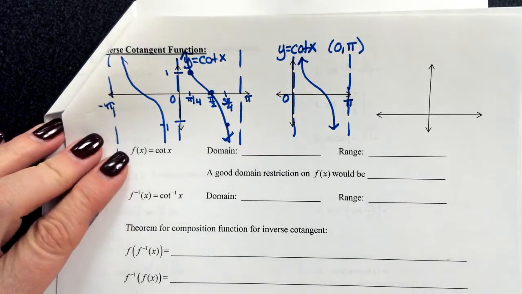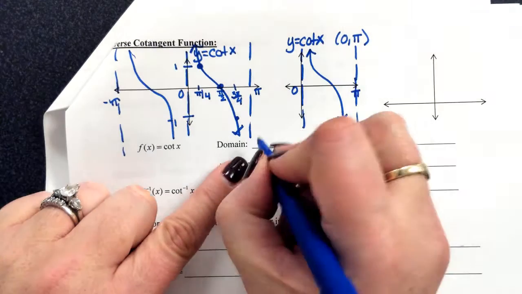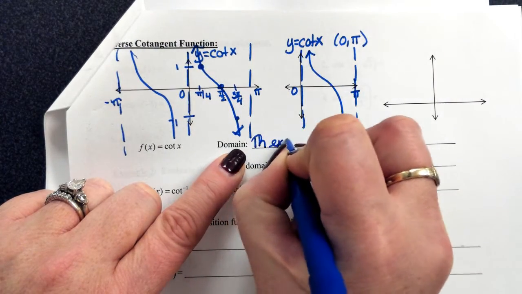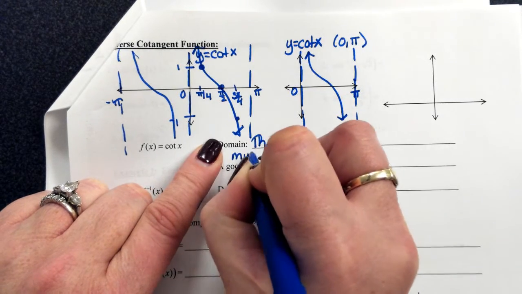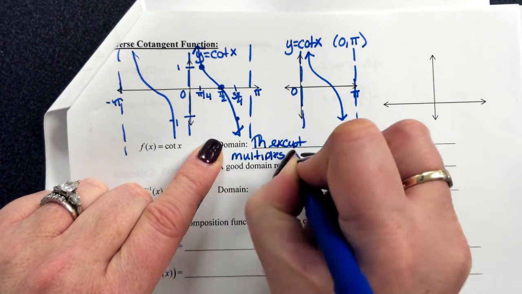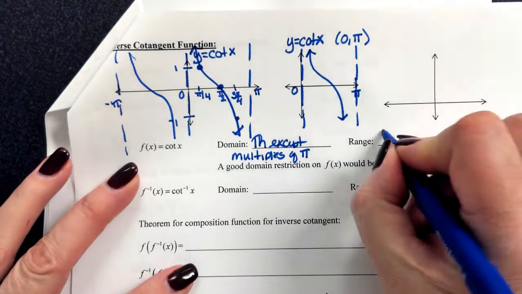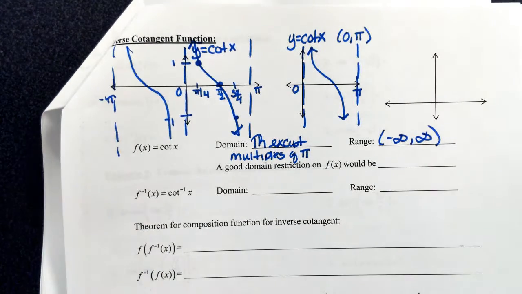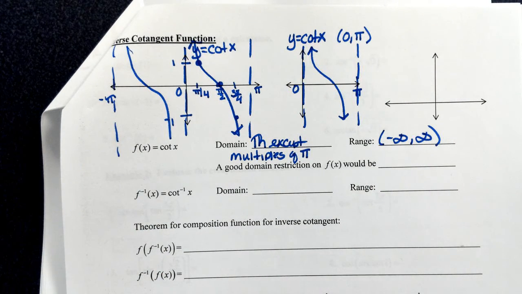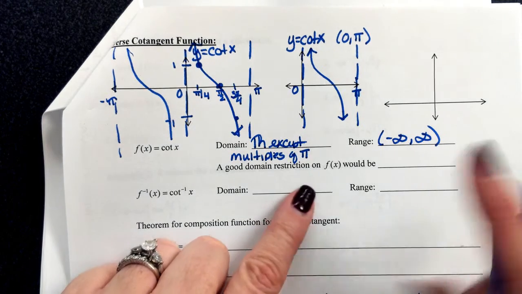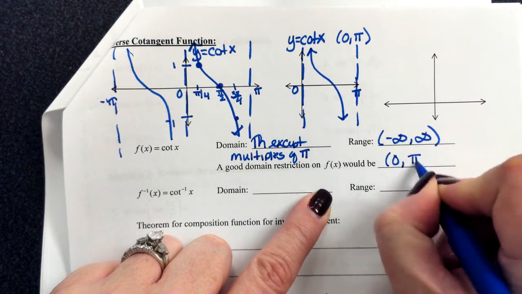So remember, for cotangent of x, without the domain restriction, the domain was all real numbers except multiples of pi. So that's the domain of the cotangent that we studied with the parent function. Any multiple of pi, 1 pi, 2 pi, 3 pi, 4 pi, 5 pi, etc., we're going to have vertical asymptotes. The range, just like tangent, was all real numbers. So to force cotangent to be 1 to 1, the domain restriction is going to go from 0 to pi.